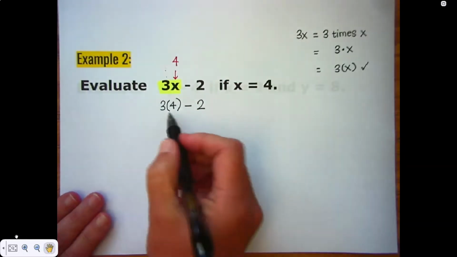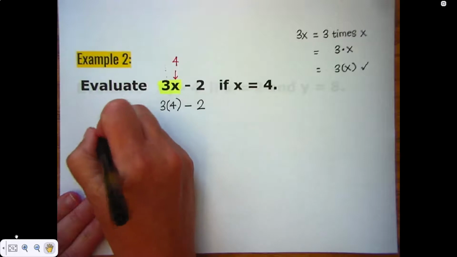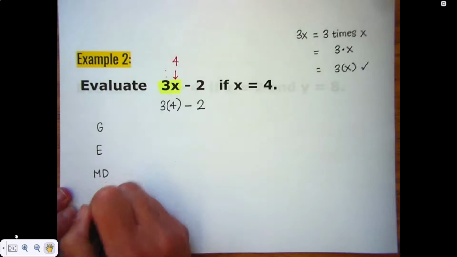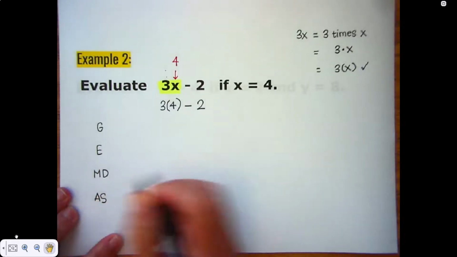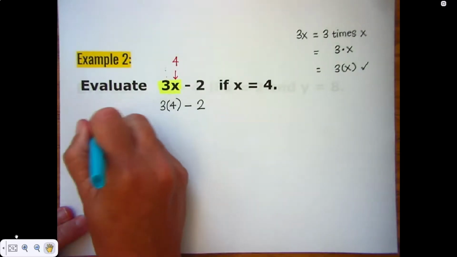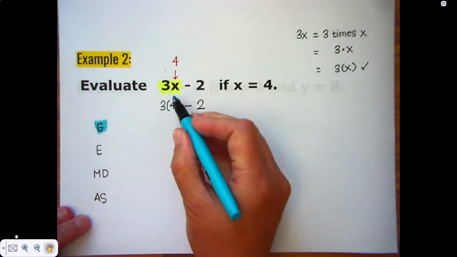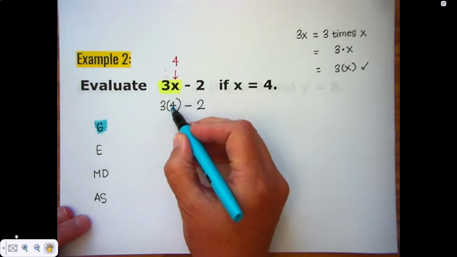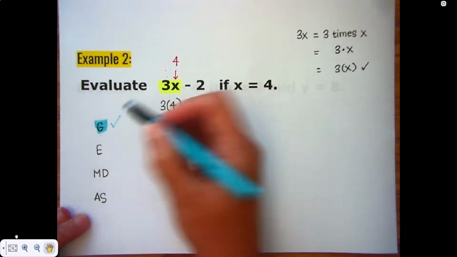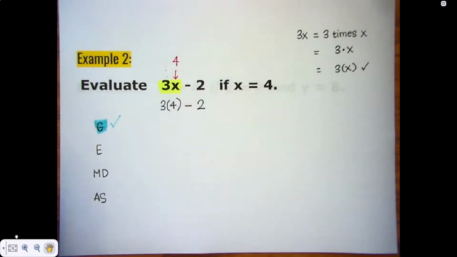Okay, now to work this out, to evaluate it, I need to remember GEMDOS. So does this problem have grouping symbols? It does have this set of parentheses, but there's nothing to do inside of them. There's just a 4 in there. So grouping symbols are done. I don't need to worry about that.